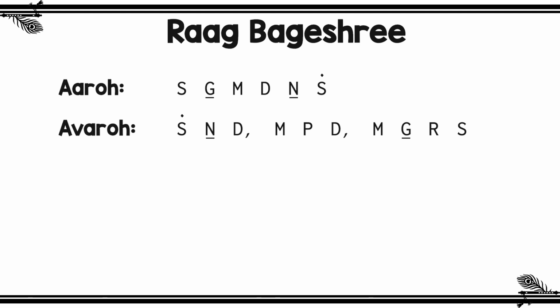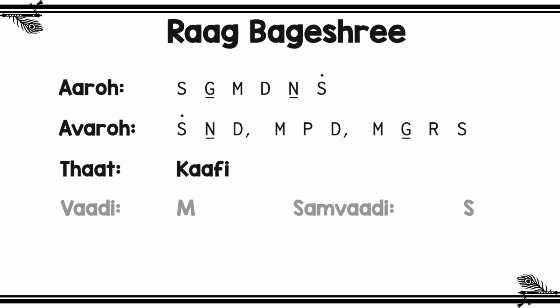You can notice the Komal Gandhar and Komal Nishad making it a Kafi Thaat raga. The Vadi and Samvadi of this raga are Madhyam and Shadj respectively.